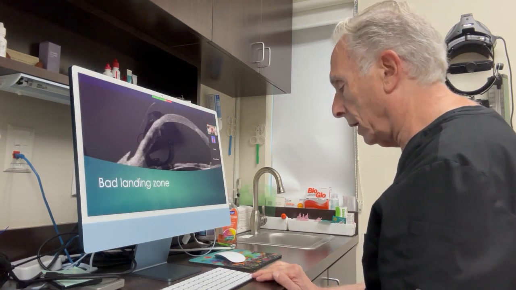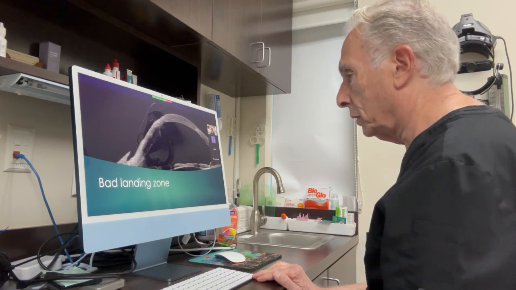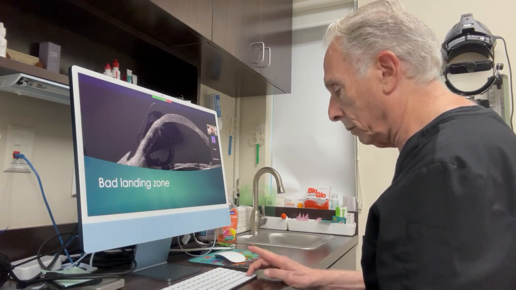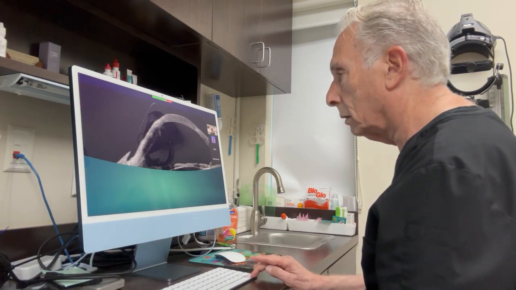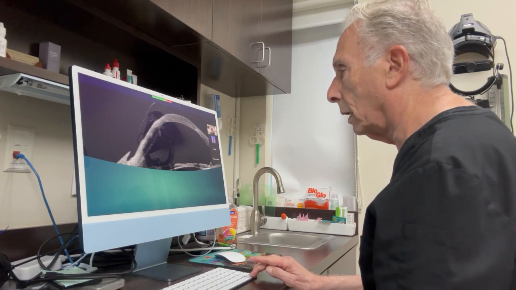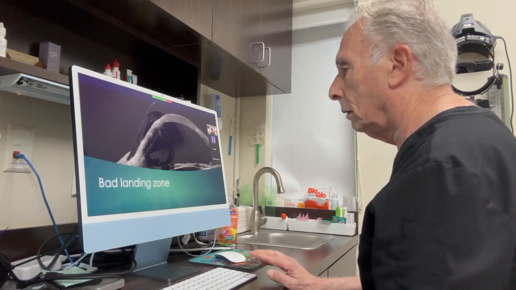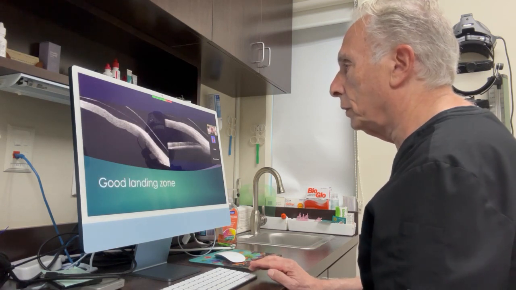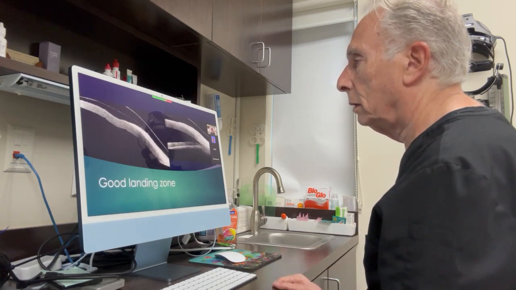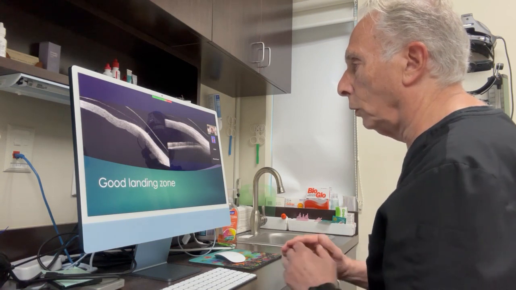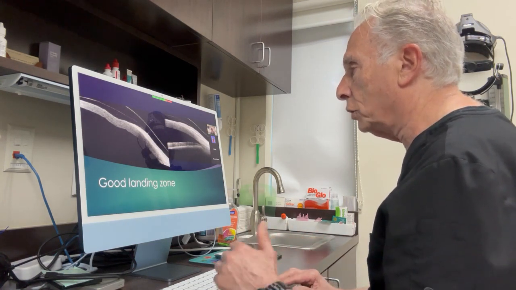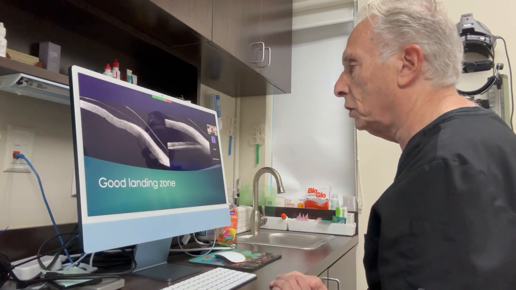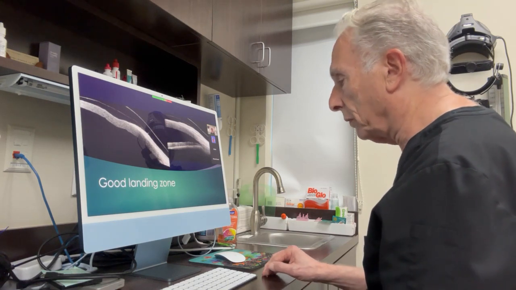We're talking about landing zone, so this is a bad landing zone. This would be considered a good landing zone, where it's long, thin, and matches the shape of the sclera, 360 around the clock.